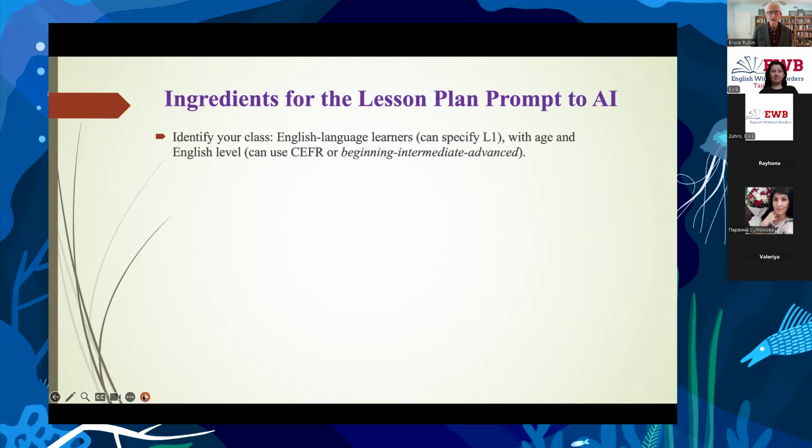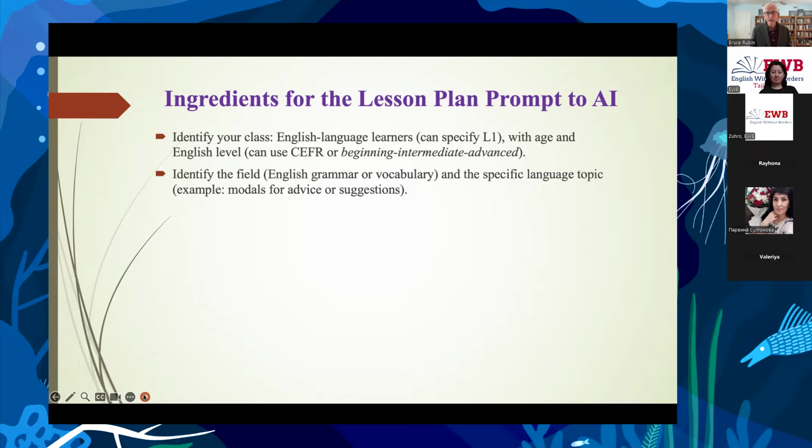So let me just give you some ideas if you haven't done this already and are interested in doing this. When you make your prompt, identify your class. You could specify their L1 there, but it's not necessary, I found. I usually just use beginning, intermediate, or advanced for my level. I'll show you the prompt that I'm going to use. You could identify the field. That's a possibility. You could, but you should identify the specific language topic. I think actually you must identify the specific language topic.